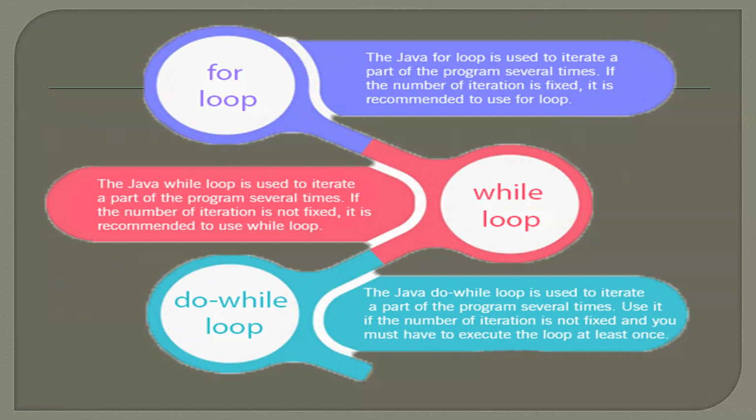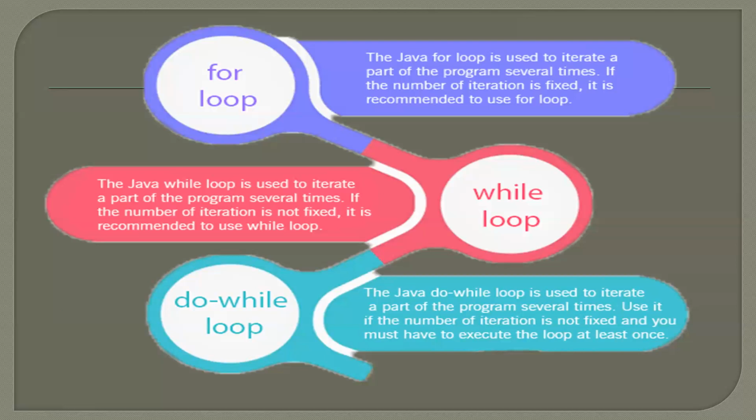For example, there is a statement called System.out.println("ECE"). That means ECE will be printed on the output screen, right? So we want to print ECE 10 times. So we have to execute the same statement, System.out.println("ECE"), 10 times. It will print ECE 10 times on the screen. At that time, we know how many times we want to execute the same code. So during that point of time, for loop is recommended, right?